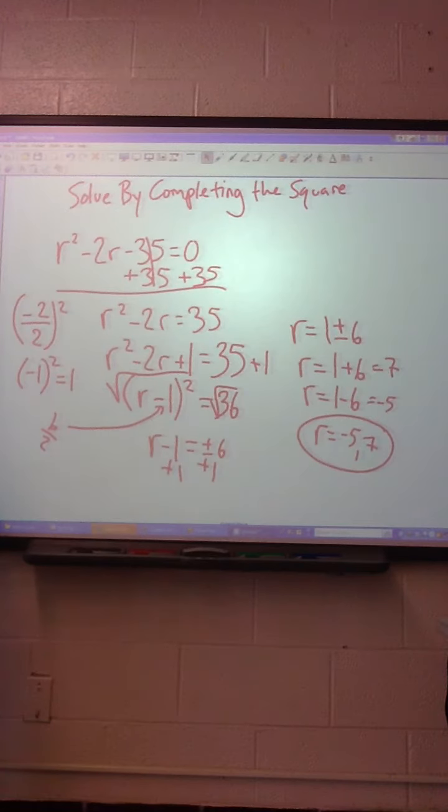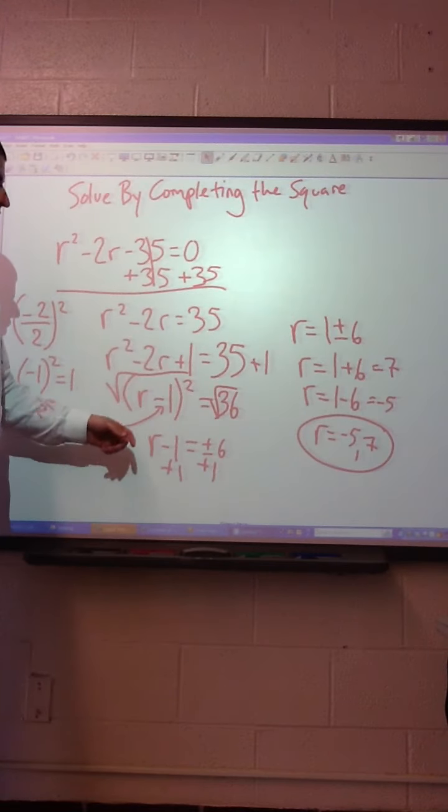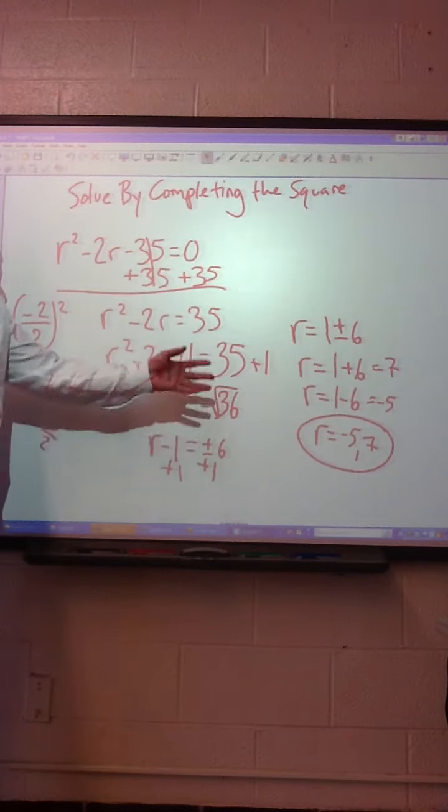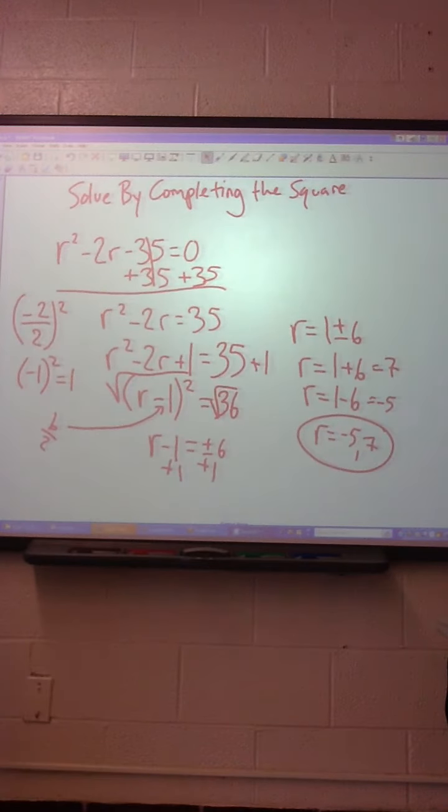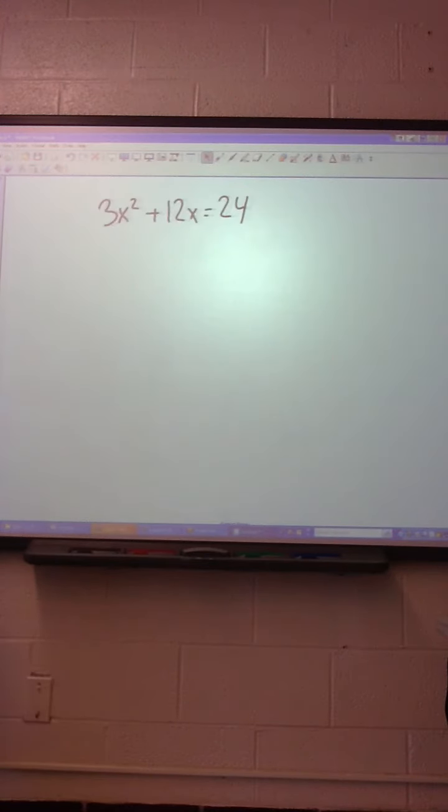So just remember that this is b over 2. You add the b over 2 squared to both sides before that. Then you just use the square root and then plus or minus for your answers. So let's move on to a little trickier problem.